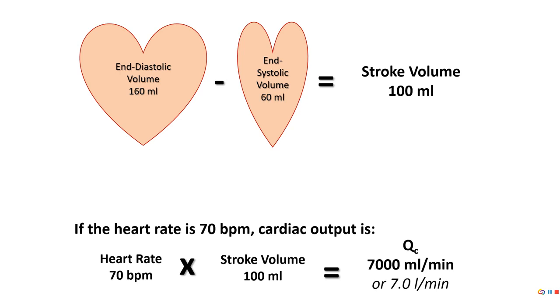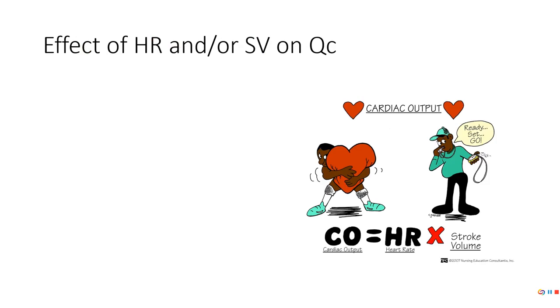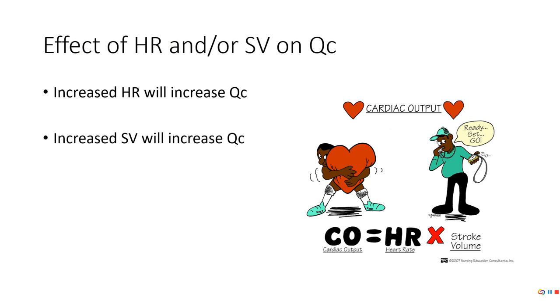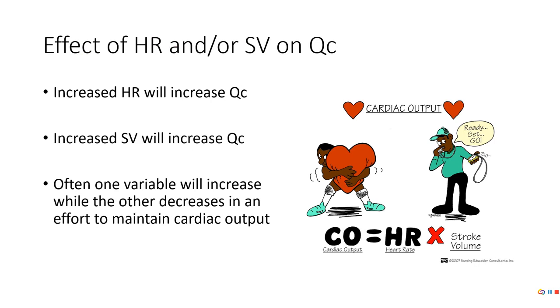So how do heart rate and stroke volume affect cardiac output? If we increase heart rate but keep stroke volume the same, that's going to increase cardiac output. If we increase stroke volume without changing heart rate, we're going to increase cardiac output. However, usually what happens is if we increase one, the other one will decrease just to maintain cardiac output. And this has to do a lot with filling time, which we talked about during the heart rate video. If I increase my heart rate, there's less filling time, and so there's going to be less blood generally to eject out of the heart, but not always.